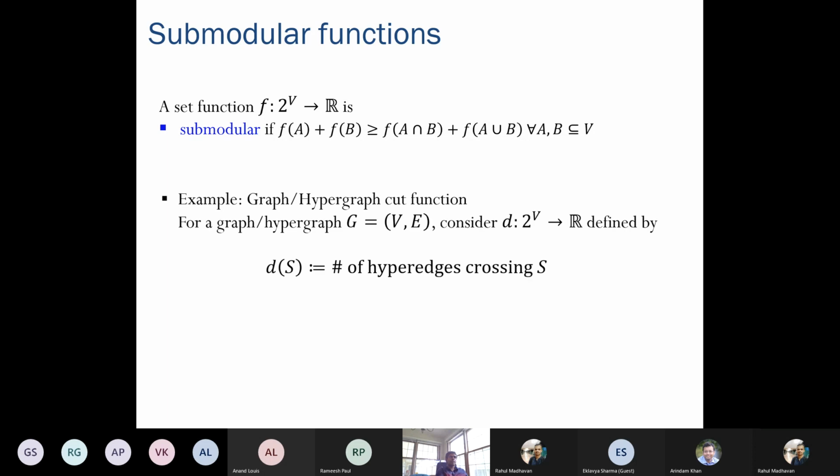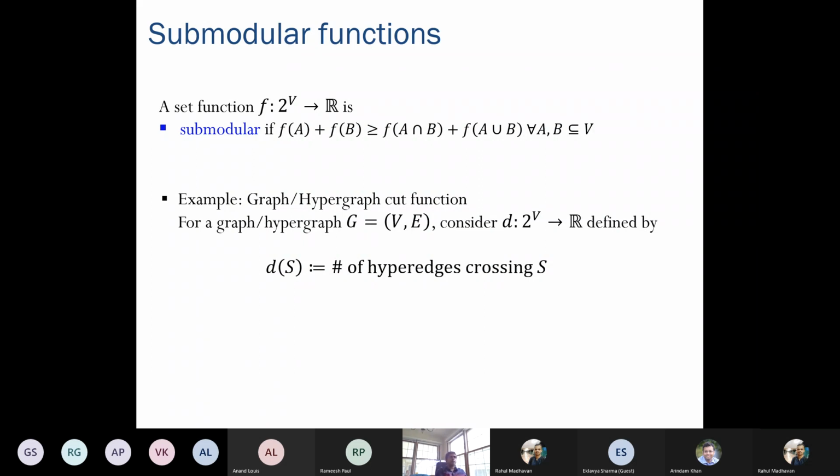It turns out that the hypergraph cut function defined by this d of S, which is the number of hyperedges crossing the subset S of vertices, is a submodular function over the ground set being the set of vertices. You can check the submodular inequality by simple counting, so this is not very difficult to see. So it turns out the hypergraph cut function is a good example of a submodular function.